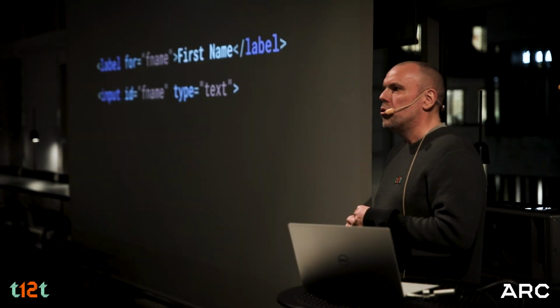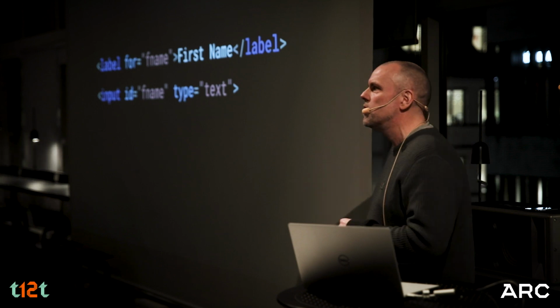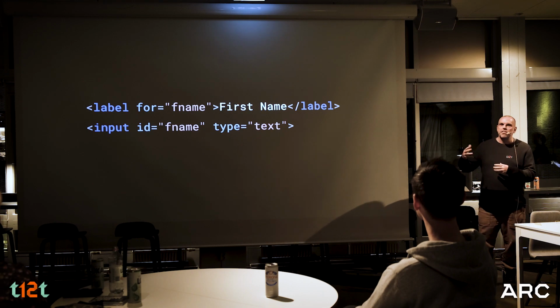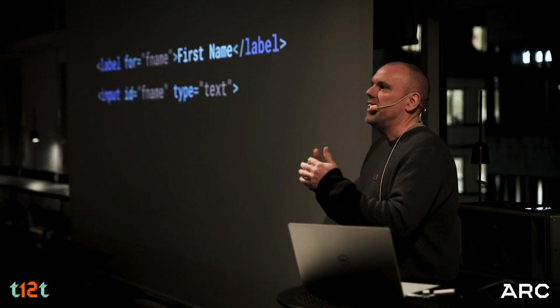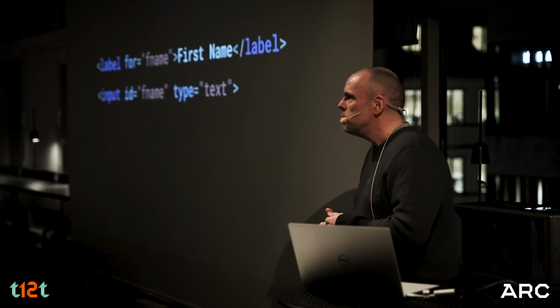And maybe you are developers, maybe you're not. But this is how you might code such a thing. You have a label element. You have an input element. And you might notice there is an attribute called for. And you have an ID. And if they have matching values, they are tied together programmatically, which is a good thing.